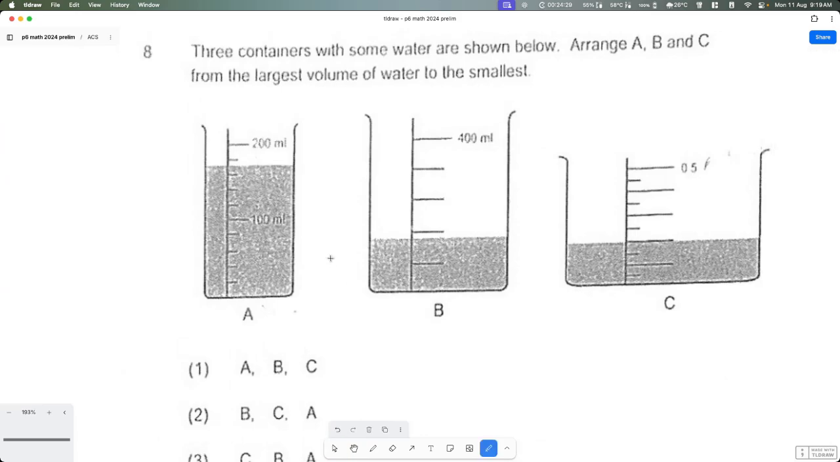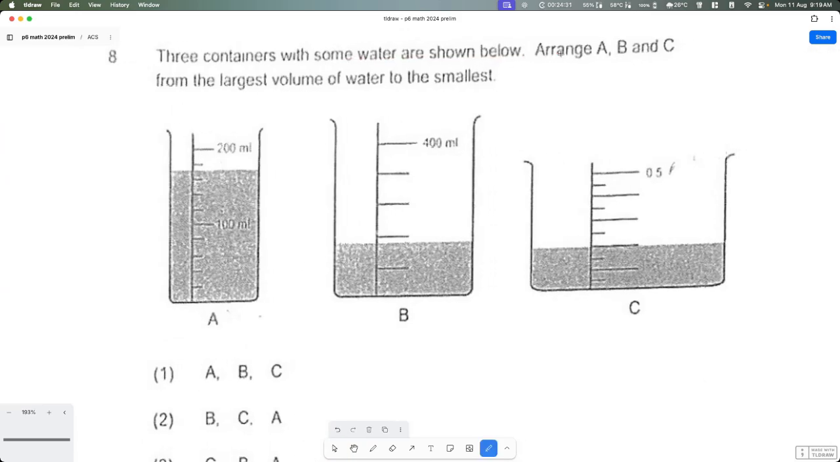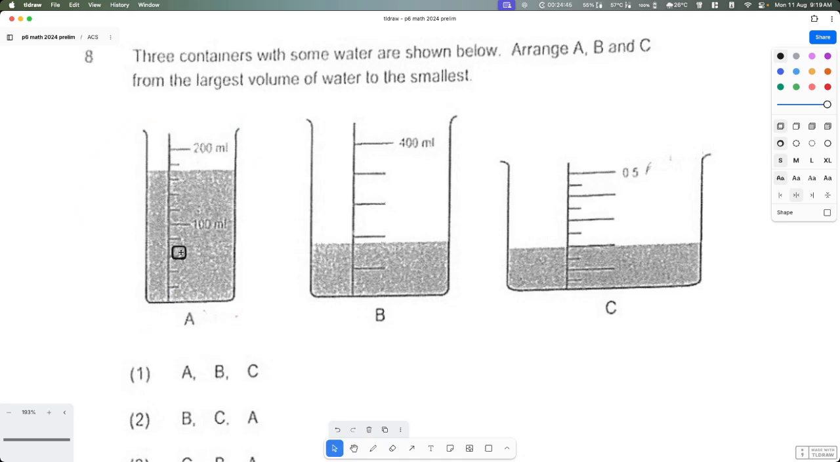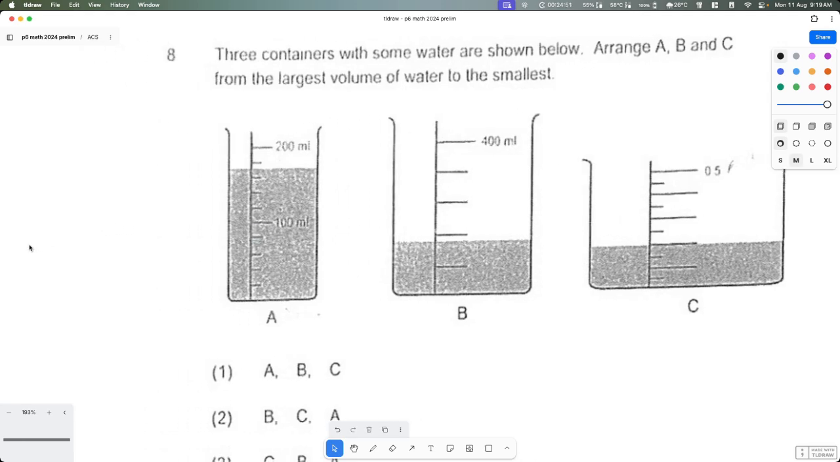So 3 containers with some water are shown below. Arrange A, B, C from the largest volume of water to the smallest amount. That's what I see over here. Okay, so we start from A. We can see the number of gaps, right? So we have 1, 2, 3, 4, 5. So in this case over here, we have 5 gaps, which is equal to 100 ml.